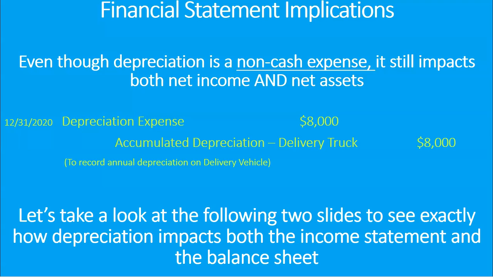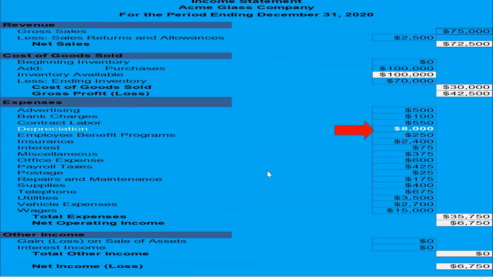So let's take a look at a couple of slides to see exactly how this plays out on those two financial statements. This is the journal entry right here that made it all possible. Now this looks like we have an income statement for Acme Glass Company. That's the name of our business. And there's a whole lot of information here. And one thing that I will tell you is you're just going to have to get used to looking at financial statements. I know that they are tough and they're difficult to do, but you can certainly get used to it.